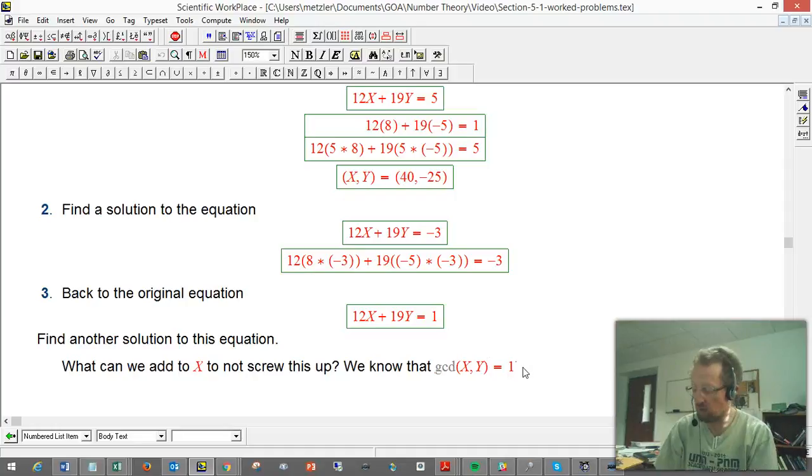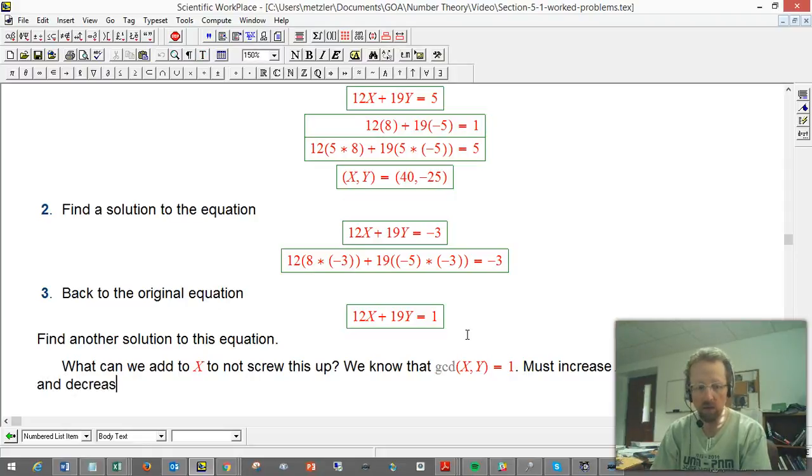Okay, so to have the solution at all, we know GCD of x, y is equal to 1. So that means if I ratchet this up, it's going to ratchet up by multiples of 12. This guy, to compensate, has to ratchet down, but it ratchets down by multiples of 19. And there's no common factor there. So what we discover is that we must increase x by a multiple of 19 and decrease y by a multiple of 19.